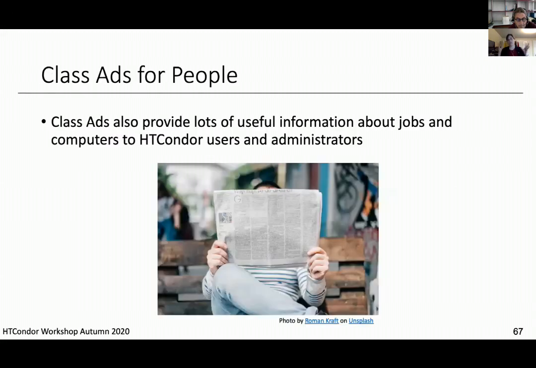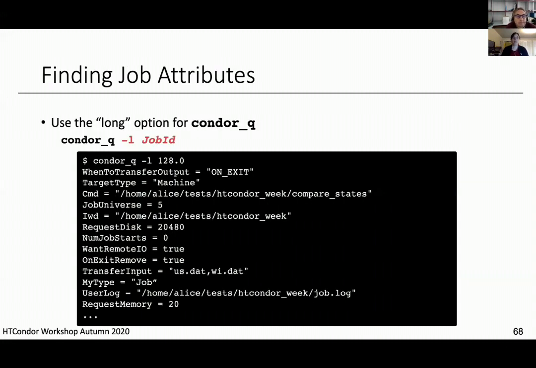One of the reasons we talk about this in this intro tutorial, even though you don't necessarily need to know how all that's happening behind the scenes, is that ClassAds can provide a lot of useful information about jobs to anyone using the system. Administrators, but even just a normal user who's submitting their work and trying to figure out what's going on. To see the job ad for a particular job, you can use the long option, -l, for condor_q.